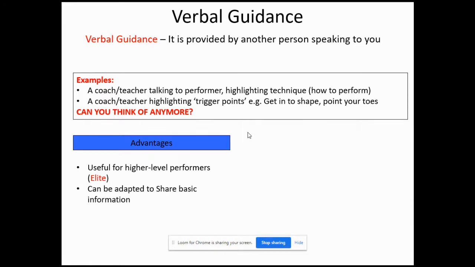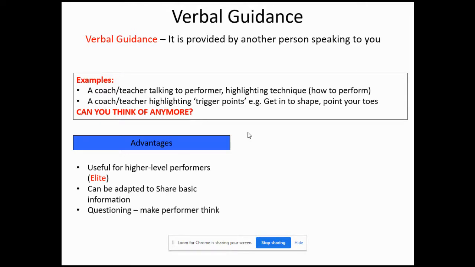It can be adapted to share basic information. So what that means is if you're giving it to primary school students, you can basically make something really simple. Let's say a primary school student goes to do a forward roll and they don't put their left hand down as they go to do it, they only put their right hand down. Your basic instruction could be, make sure you put your left hand down as well, and then they'll understand that, okay? But that's a really specific thing which can make it obviously very easy for them.